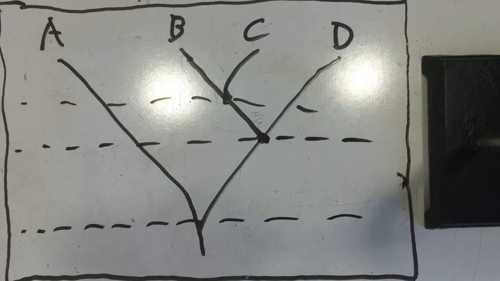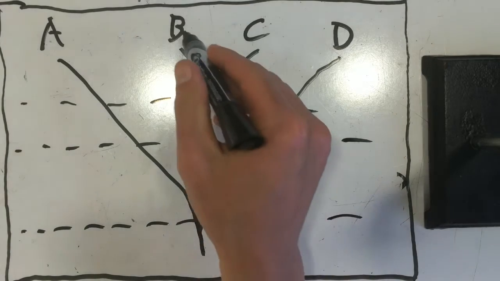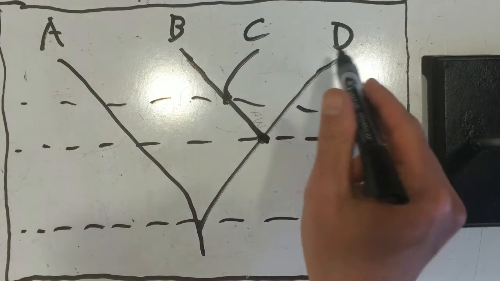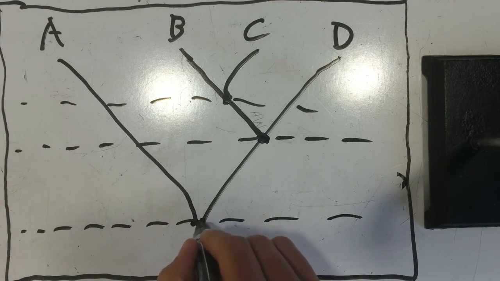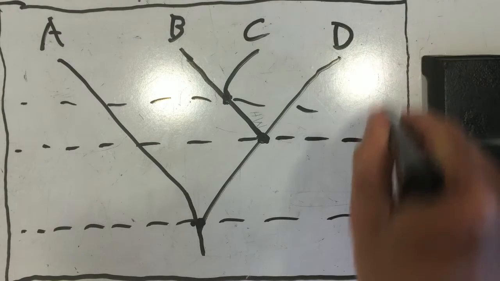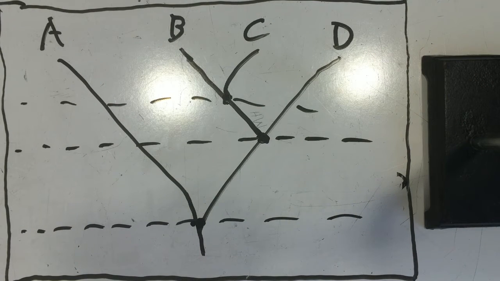So what we have here is a family tree, and we've got species that are closely related, species that are distantly related, based on how recently they shared a common ancestor. More recent, more distant in the past.